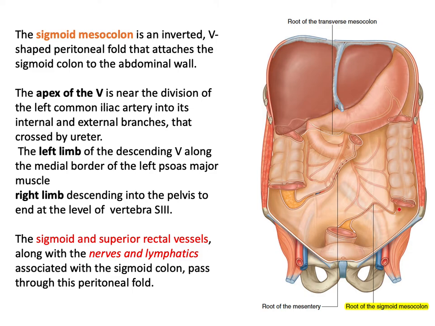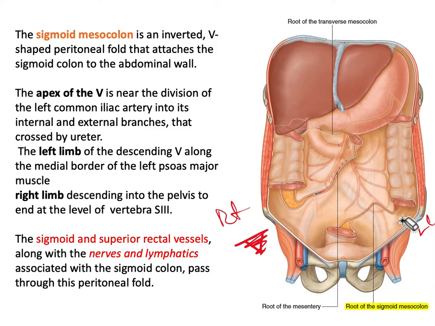But we mentioned that the sigmoid is connected to the posterior abdominal wall by a mesentery. We call it the sigmoid mesocolon. So you know that the sigmoid mesocolon comes from the posterior abdominal wall, so it has a root. This is the root of it. It's like an inverted V shape. The sigmoid mesocolon has an apex here and it has a right limb and a left limb. This is the right side, this is the left side. Anyway, so we talked about the sigmoid and the root of the sigmoid mesocolon.